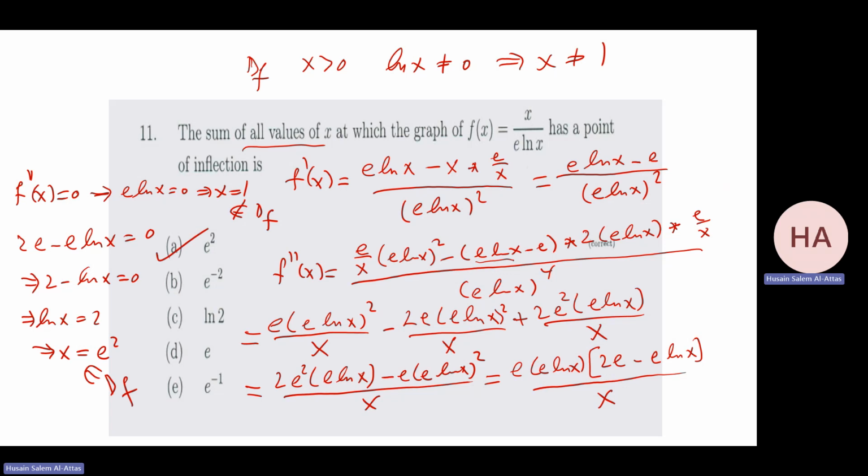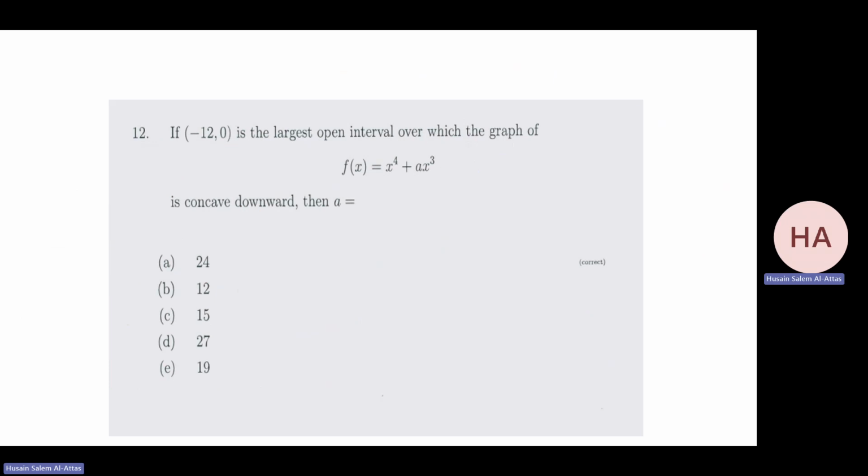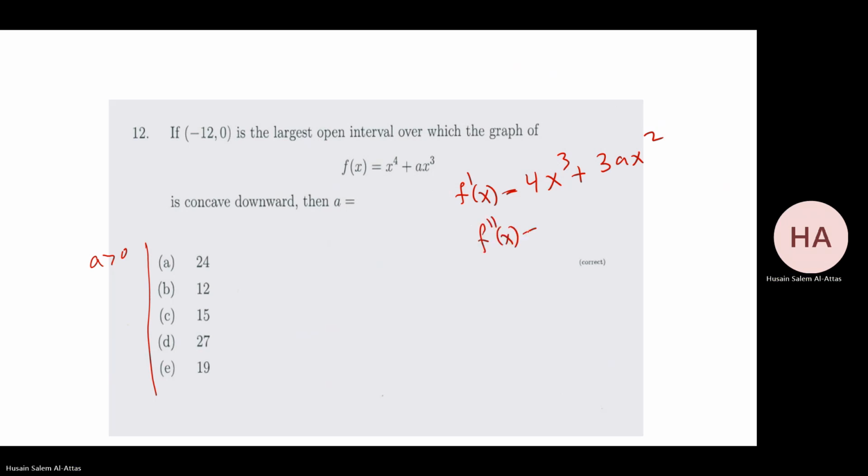Oh, calculation things. Okay. If minus 2 and 0 is the largest open interval over which the graph is concave down, then a equal what? Notice all the values, so a is positive. You notice, you know, a is positive, all the values are positive. Okay, so f prime will be what? 4x cubed plus 3ax squared. Okay, f double prime, that will be 12x squared plus 6ax. In other words, I can take x common factor. We have 12x plus 6a.